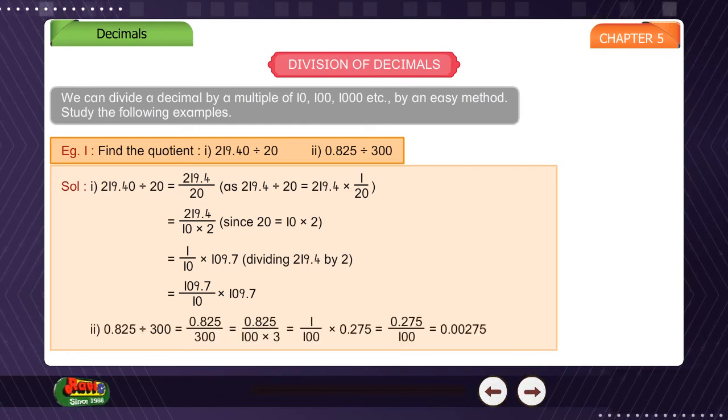Second, 0.825 divided by 300. 0.825 by 300 is equal to 0.825 by 100 into 3, is equal to 1 by 100 into 0.275, is equal to 0.275 by 100, is equal to 0.00275.